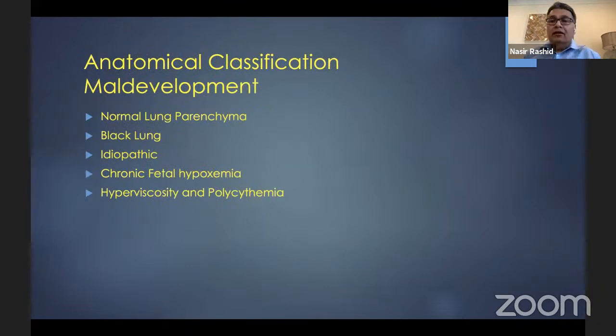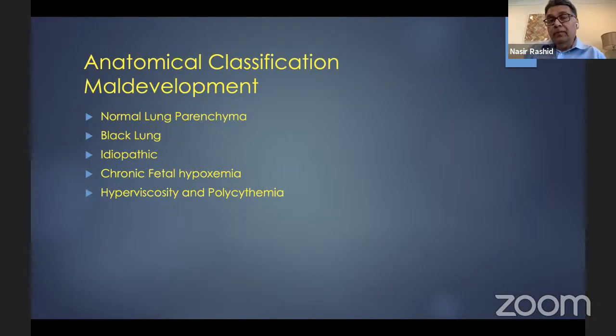This is the second anatomical classification called maldevelopment. And this is all classic teaching from back in the day, from data that was developed, I think, in the 60s and 70s. And we were using this classification to get more understanding about the pathophysiology. So maldevelopment is a condition where, when you look at the X-ray, the lungs will be fully expanded. You will not see any pattern of aspiration. The lung parenchyma appears normal.